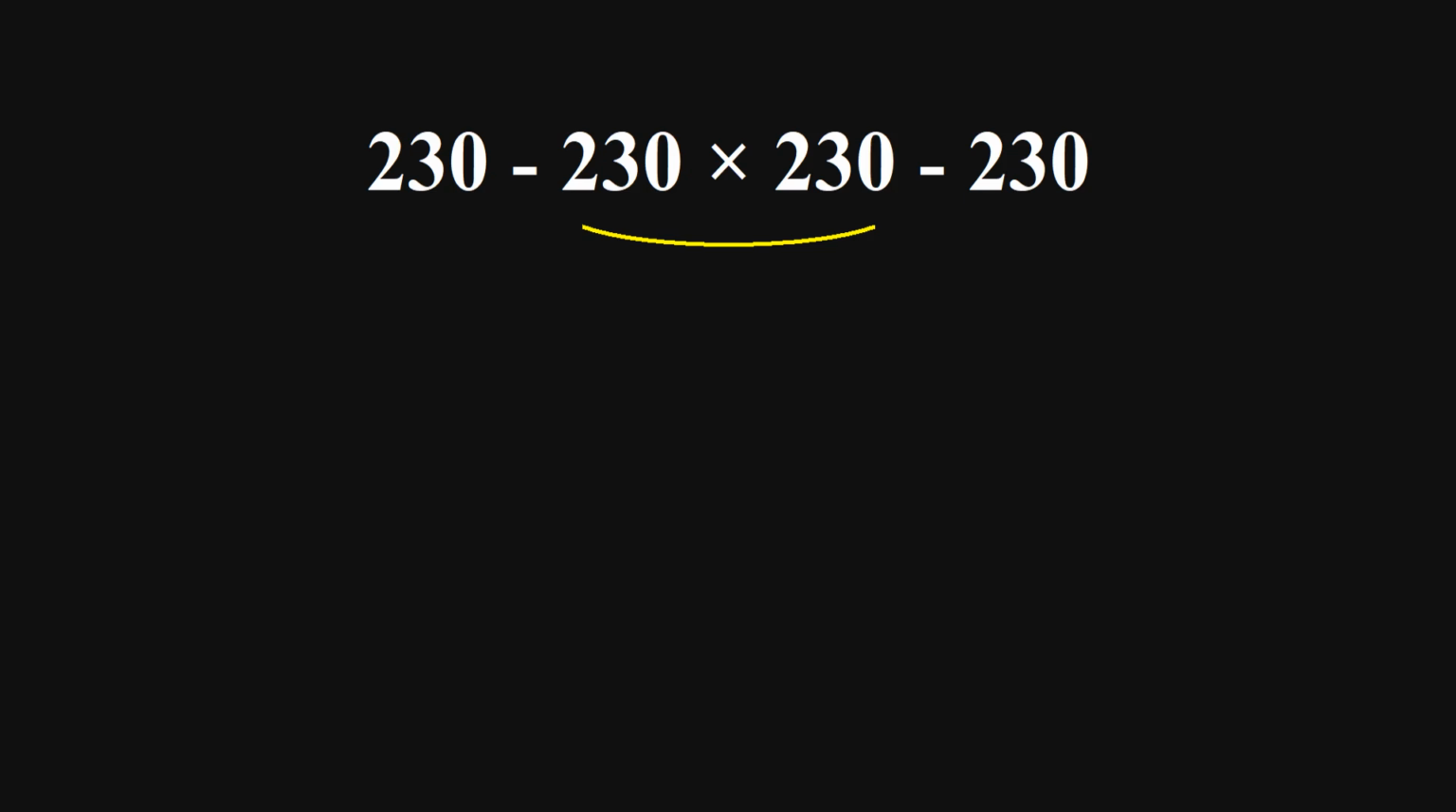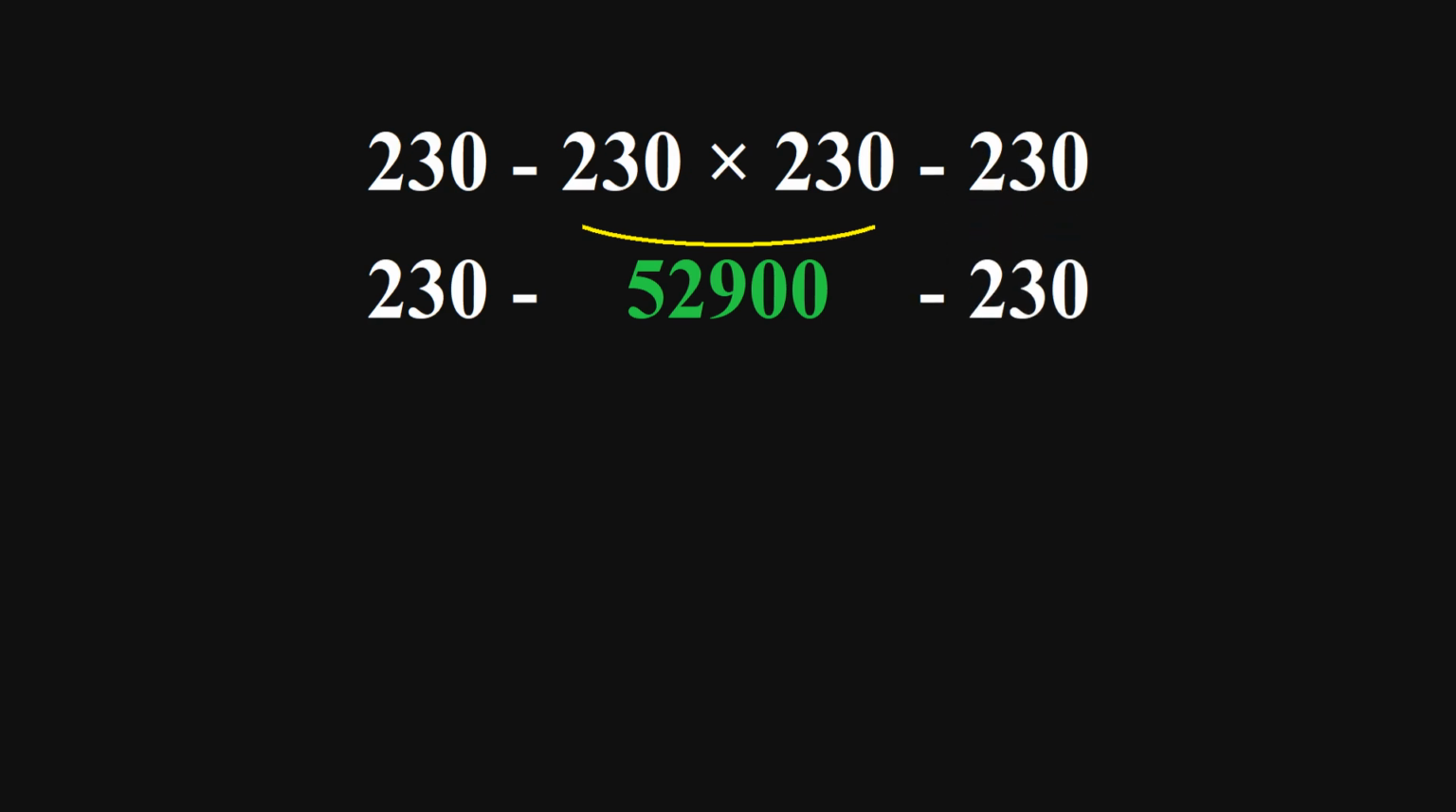230 times 230 equals 52,900. So we have 230 minus 52,900 minus 230, and we have two subtractions.